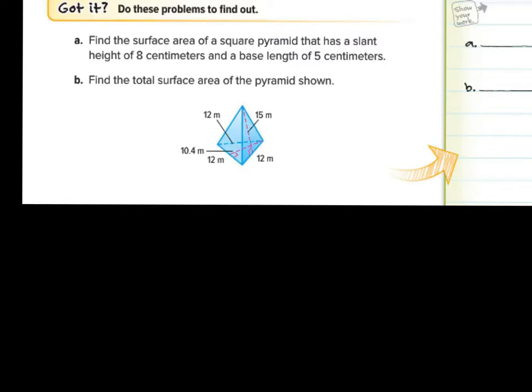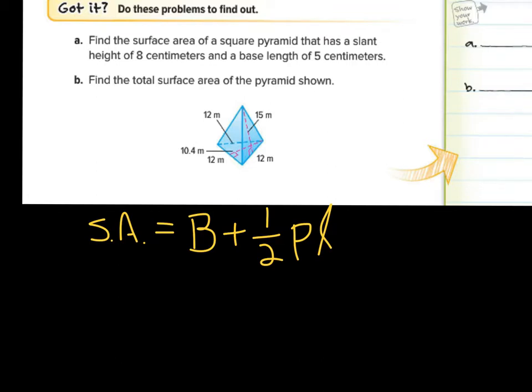And now for question B, find the total surface area of the pyramid shown. It's a triangle pyramid, we have to find the area of our base. So let's write the formula, which is our surface area equals area of the base plus half the perimeter times the slant height. Let's find our area of the base first, where we have surface area equals area of our base.